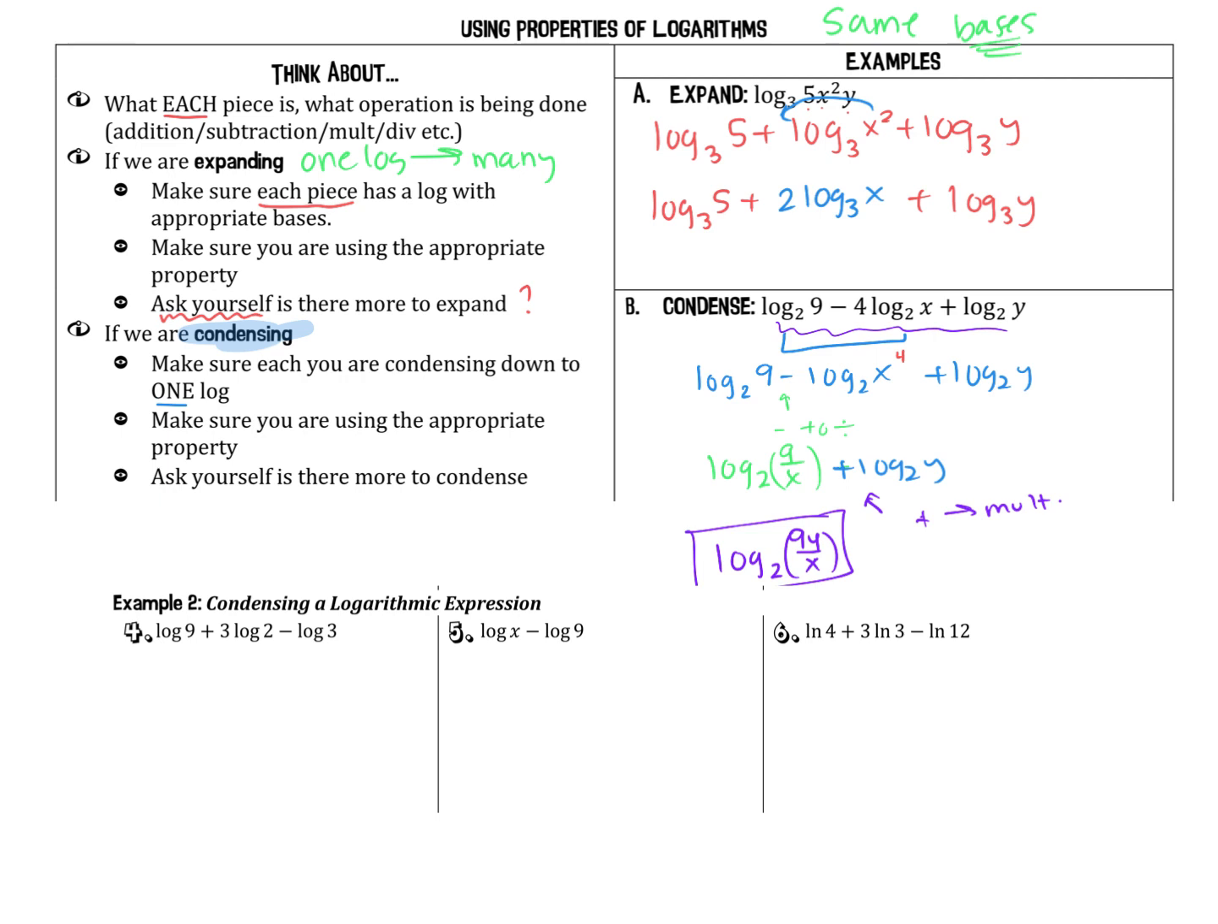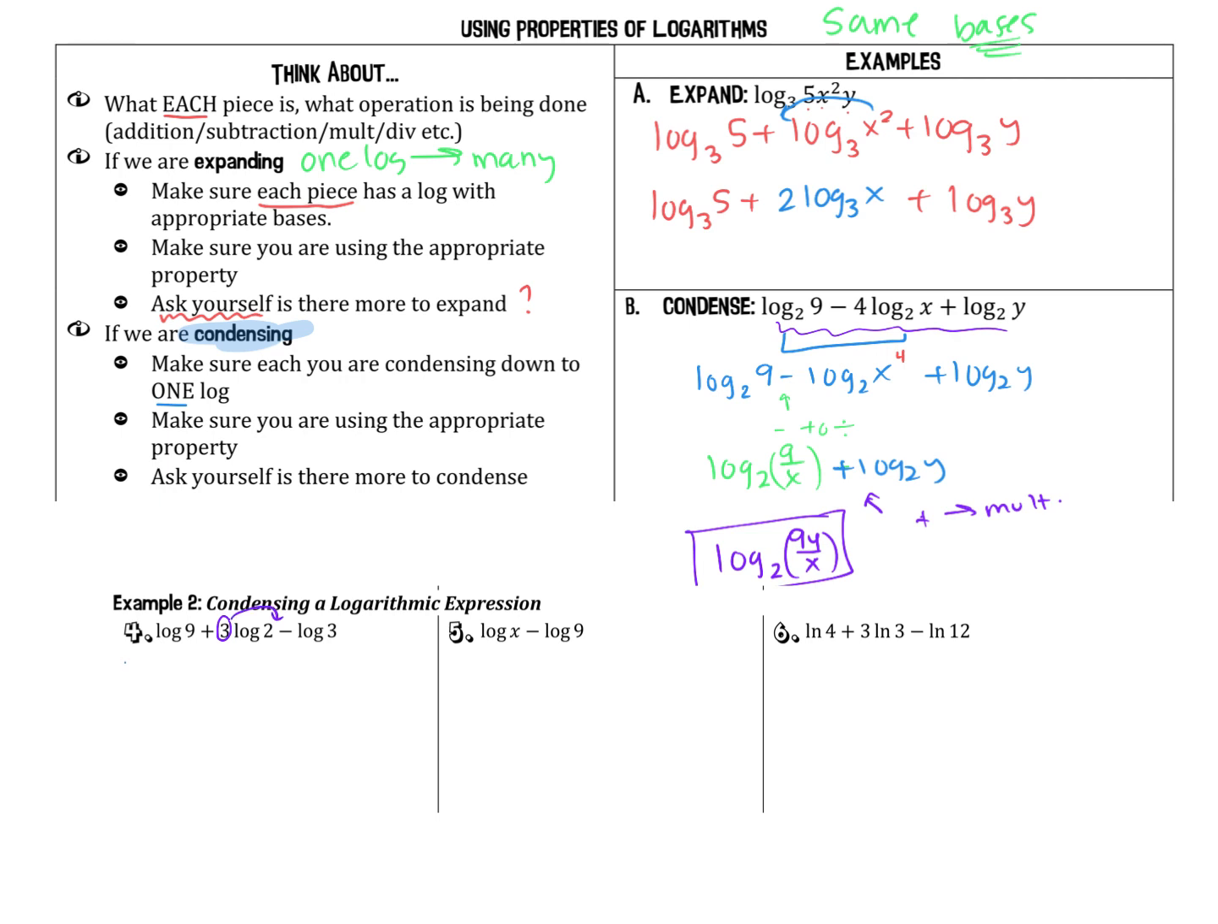Okay, for number 4, just as a reminder, there is no base written. Ask yourself, what does that mean the base is? Well, that's a common log. It means it's base 10. Doesn't mean you have to write the base 10. It just means that it is, in fact, base 10. So let's deal with exponents first.